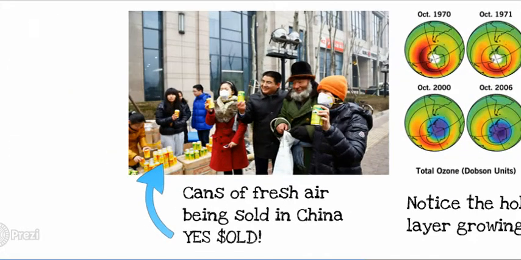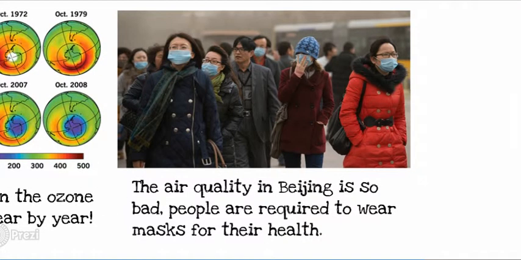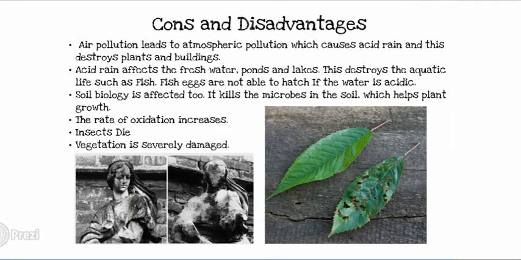Interesting facts. Here, this is a picture of fresh air being sold in China. People are actually buying cans of fresh air in China. Notice from this graph, the hole in the ozone layer is getting bigger year by year. This shows all the way from 1970 to the year 2008, the damage that is being caused to our ozone layer. This picture shows people wearing masks. The air quality in Beijing is so bad that people are required to wear masks for their health so they don't breathe in the pollutants.